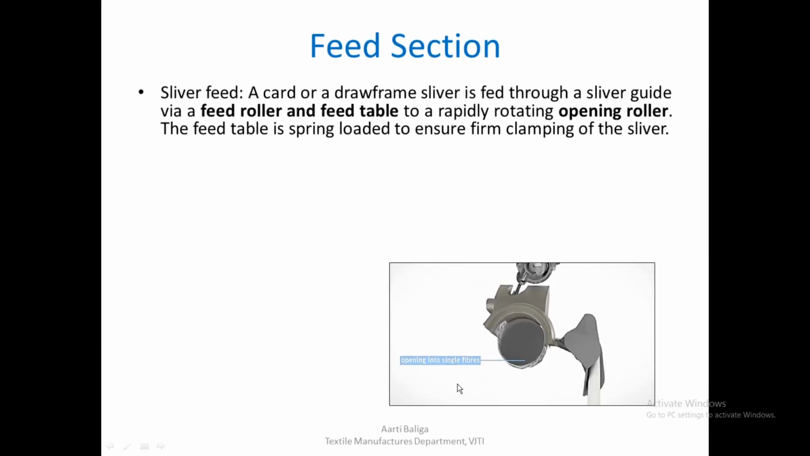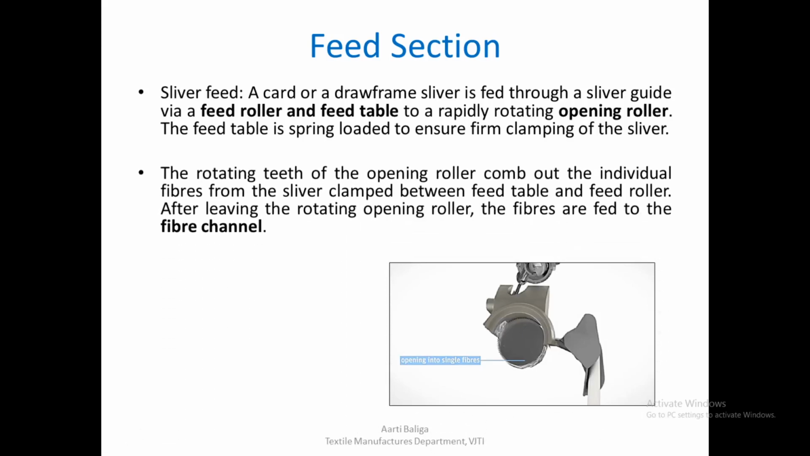So we come to the feed section, the sliver feed. A card or a draw frame sliver is fed through the sliver guide via a feed roller and a feed tube, you can see there's a feed roller and a feed tube somewhere here, to a rapidly rotating opening roller. This is the opening roller. The feed table is spring loaded to ensure firm clamping of the slivers. This is similar to the feed roller and feed table on the card also. For gripping we need some kind of load to be applied. Here the spring loading is being used.